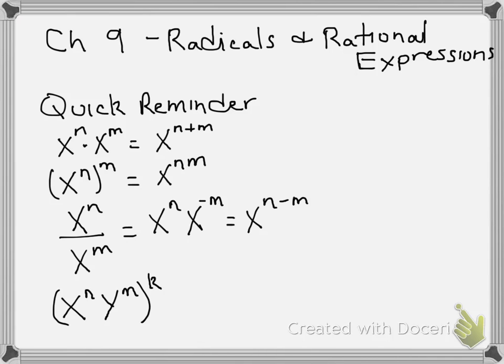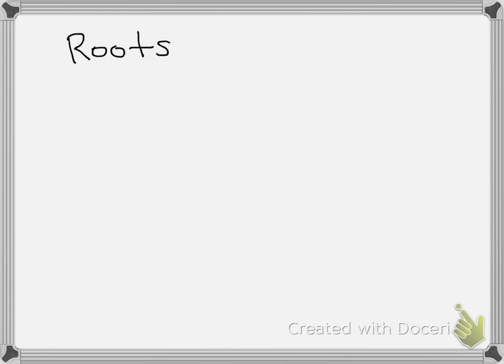And finally, we've got the distribution rule. If we've got x to the n times y to the m, something we can't combine, all raised to the k power, that k term actually comes inside and acts individually on each of the terms inside. Okay, so take a second to look at that. Hopefully that all is familiar to you, but I wanted to go over that again.